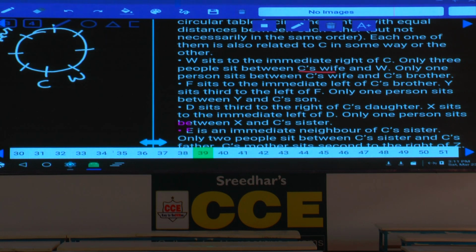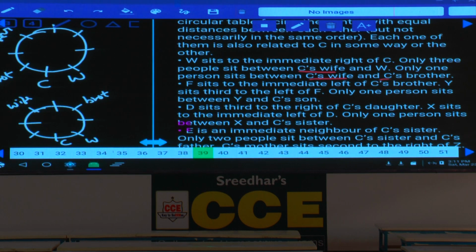Only 1 person sits between C's wife and C's brother. Between C's wife and C's brother, how many persons are there? There must be exactly 2 persons. As exactly 2 persons here, C's wife and C's brother, tell me where should this brother be? Brother can be here, that is one possibility. And in the second possibility, 8 persons, 1, 2, 3, 4, 5, 6, 7, 8. Now C is here, W must be at this place, and wife is here. If wife is here, brother must be at this place. Done with this? Then C's wife, only 1 person sits between C's wife and C's brother.